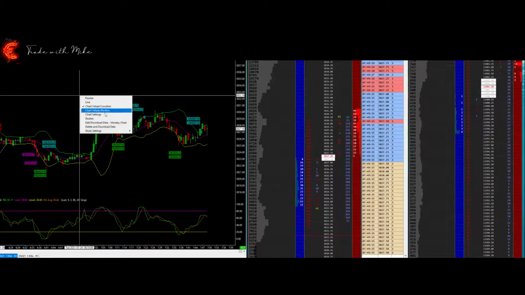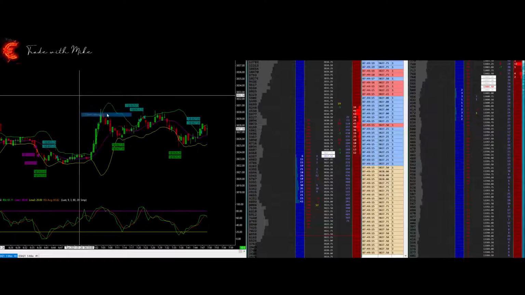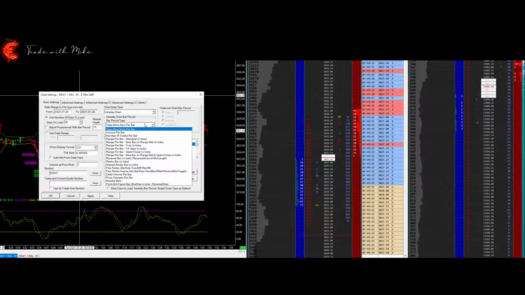Studies. Chat settings. Guys, range bar.